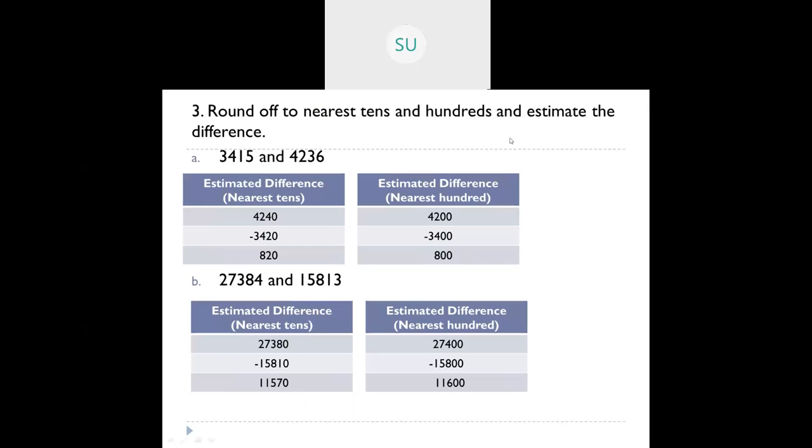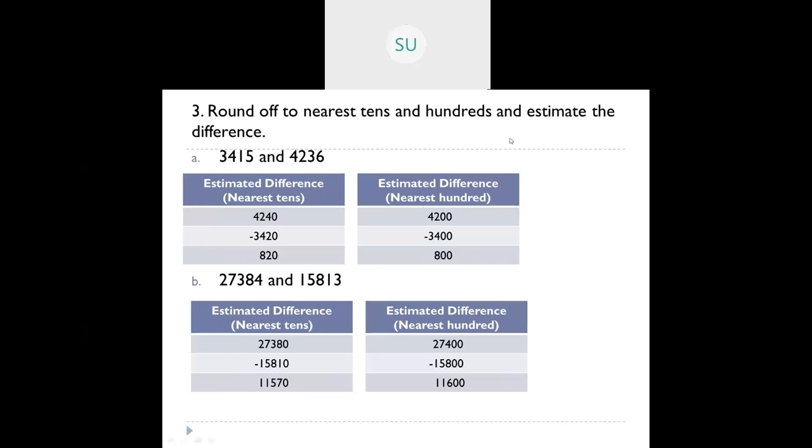Now estimated difference to the nearest hundreds. Okay, so nearest hundreds will be 4236. Rounding it off to nearest hundreds, you'll get the answer as 4200. And then 3415, rounding it off to nearest hundreds, you'll get 3400. Okay, so subtracting these two, you'll get 800. So 820 and 800. 820 is estimated difference to nearest tens, and 800 is the estimated difference to nearest hundreds.